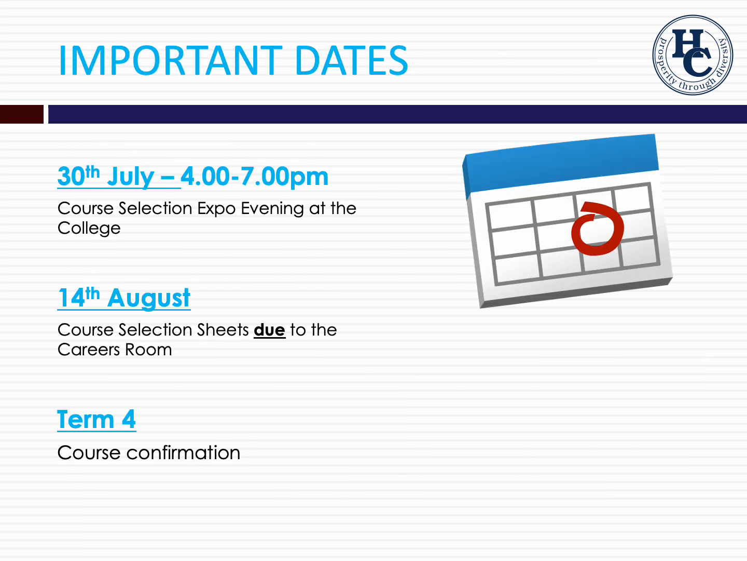On this slide, you can see the important dates as they relate to course selection. So on the 30th of July will be the Course Selection Expo evening. I highly recommend all students attend that evening. Then on the 14th of August, your course selection sheets are due back to the careers room. So these will be signed by your parents and they'll have all of your selections on there. And then in term 4, we will confirm your program.